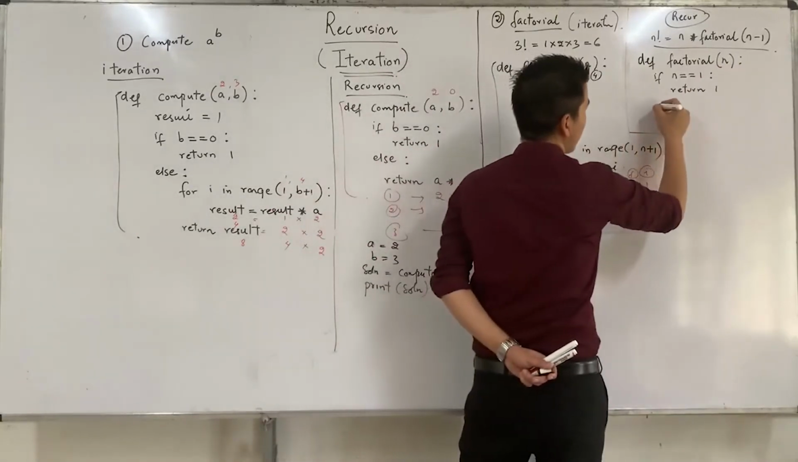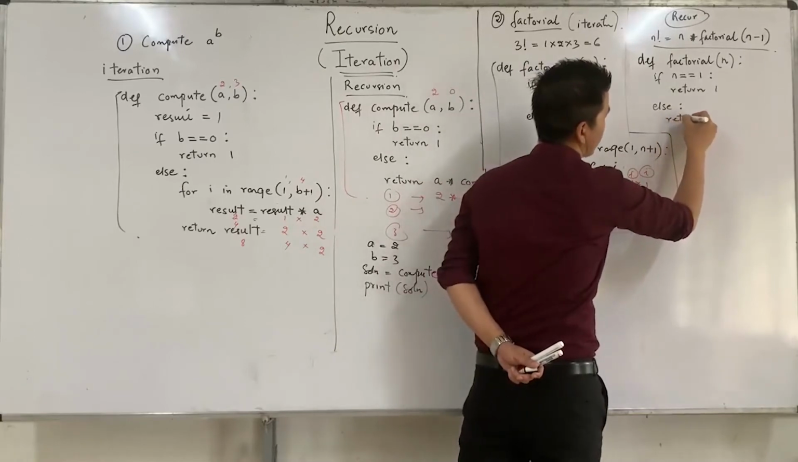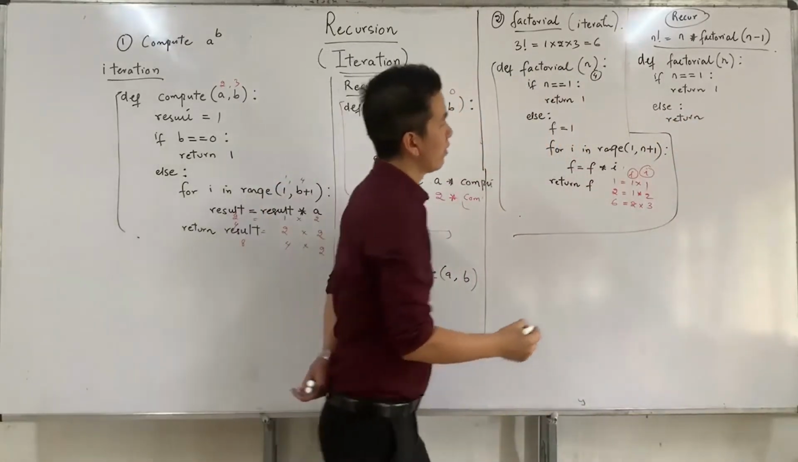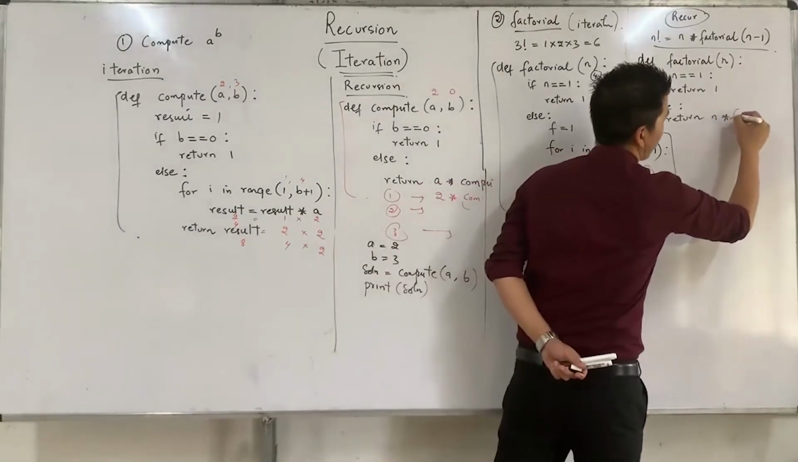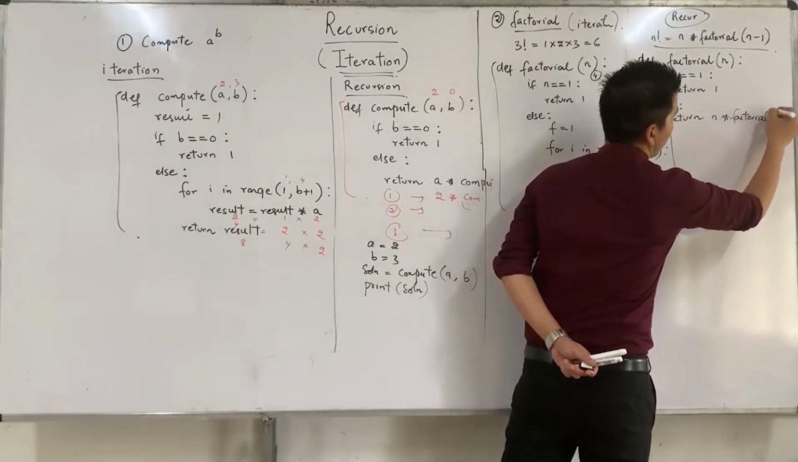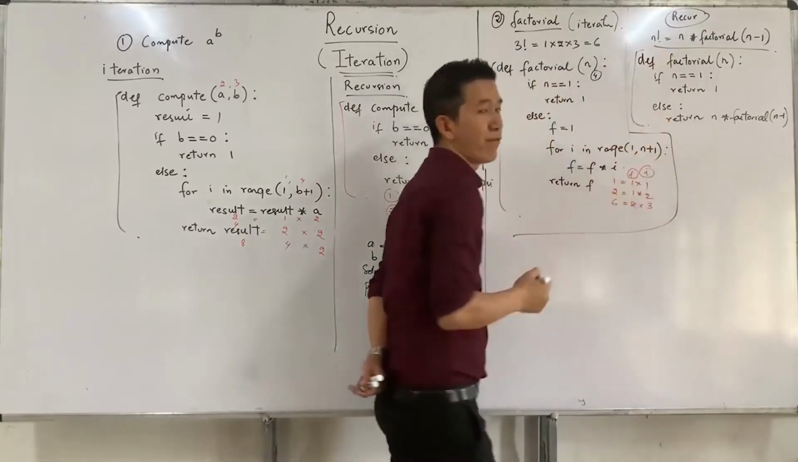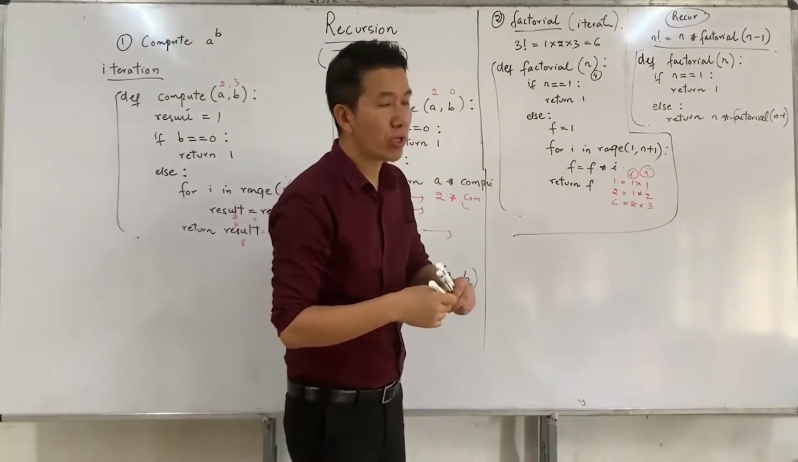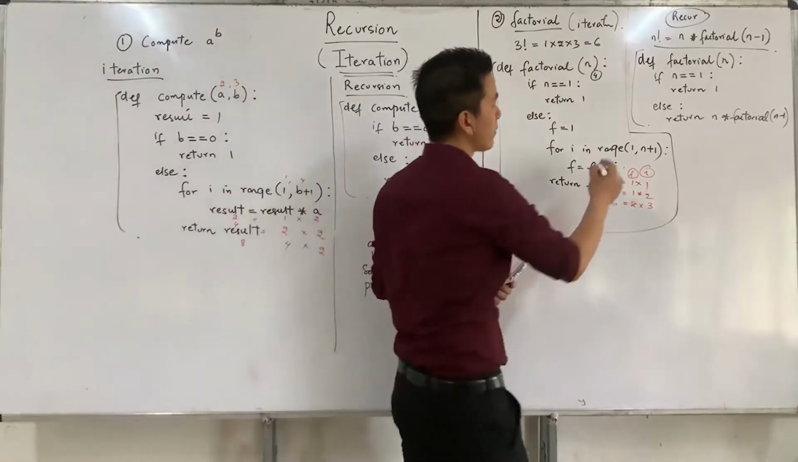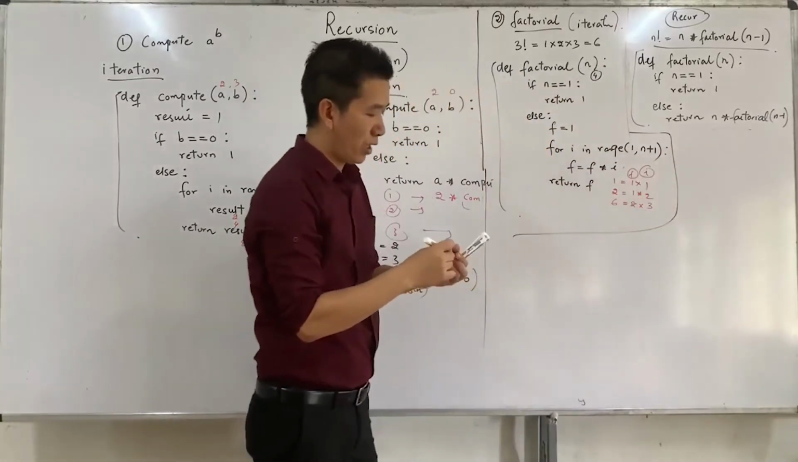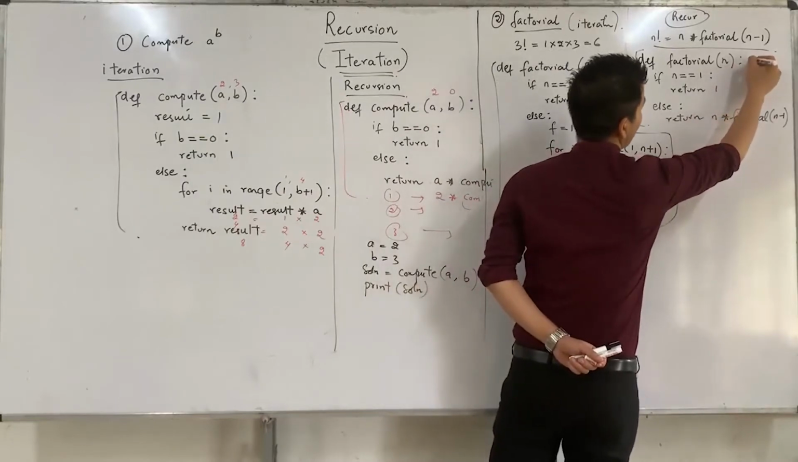And then you will have the else: you have this return statement followed by n multiplied by factorial of n minus 1. So this is the function definition for calculating the factorial of a given number, but using the recursion method, right? So let's try to run the program. Let's say the value of n is 4.